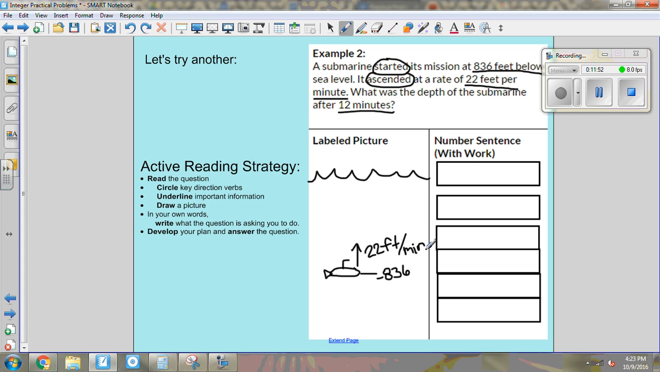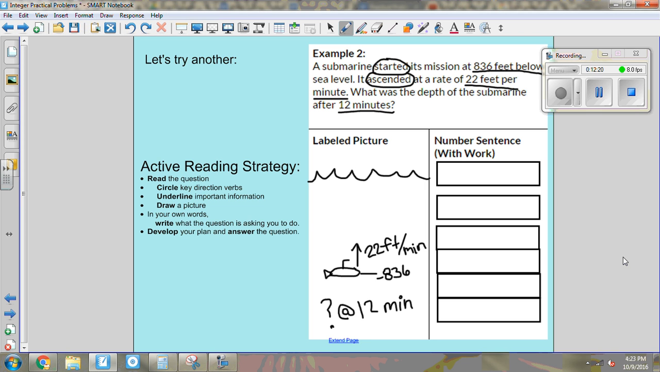And then I'm going to add one more thing to my drawing. That 12 minutes is very important. So I'm going to put myself a question mark, where is the submarine? I'm going to use my @ symbol, 12 minutes. Now if your drawing looks different than mine, that's okay as long as it makes sense to you. I put all of my information into one drawing so I know exactly what I'm looking at.